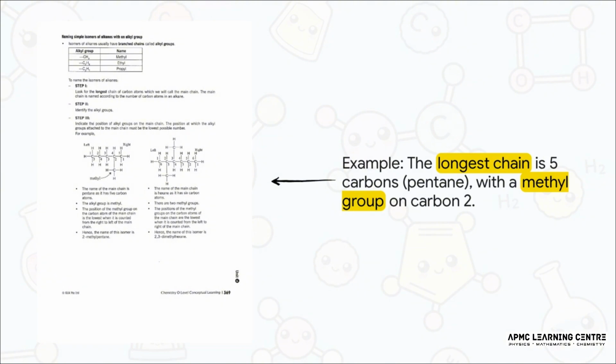And finally, step 3, we number the chain. If we count from the left, that branch is on carbon number 2. If we count from the right, it would be on number 4. The rule is, always go with the lowest number. So put it all together, this is 2-methylpentane. See, the name is the blueprint.